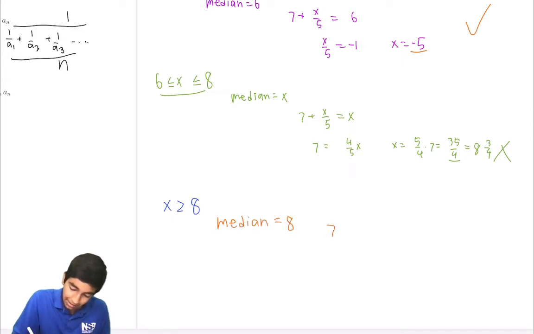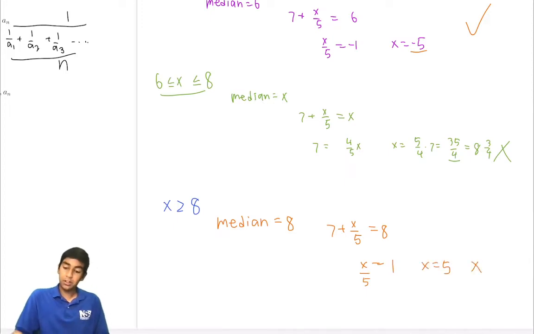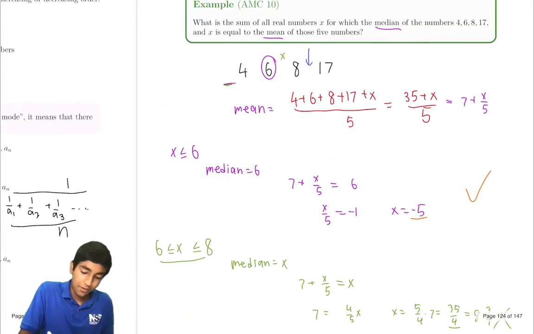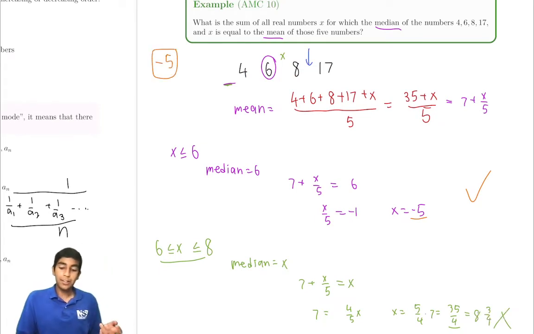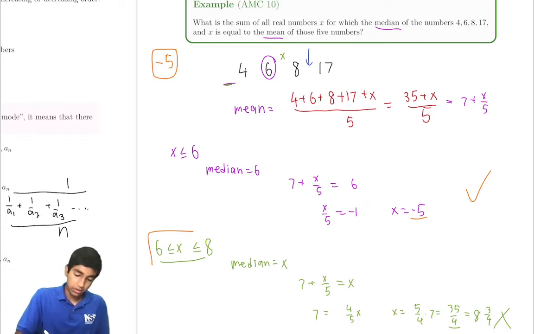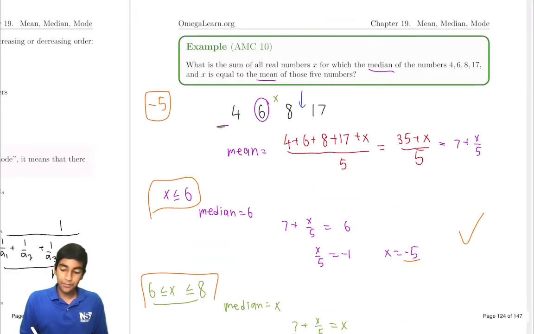So (7 plus x) over 5 equals 8. X over 5 equals 1, x equals 5. Doesn't work. So the only solution that works is negative 5. That's the answer. To summarize, what we did is we looked at 3 cases: in between 6 and 8, before and after. From there, we compared what the median must be, solved the equation for each case, and always checked if it would satisfy the condition. That's it for this problem.